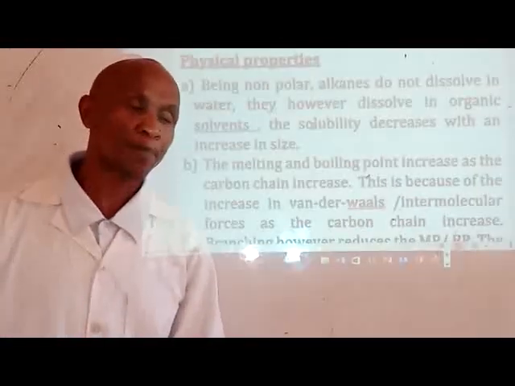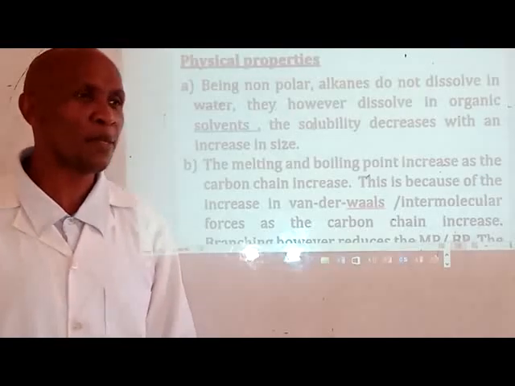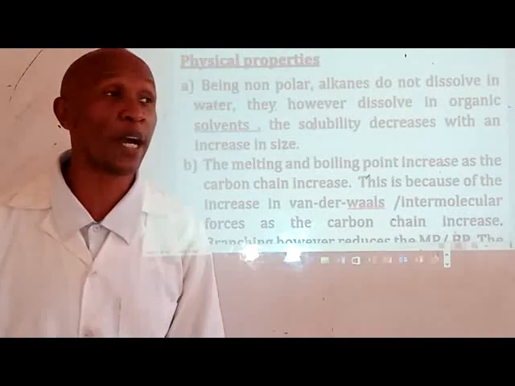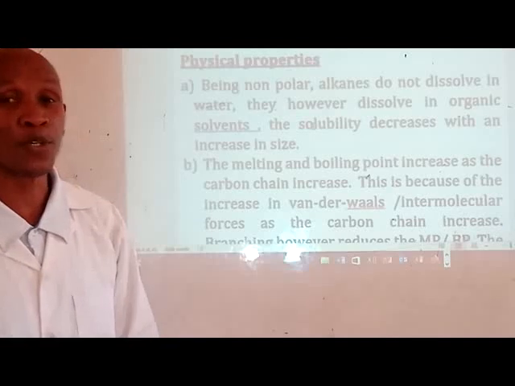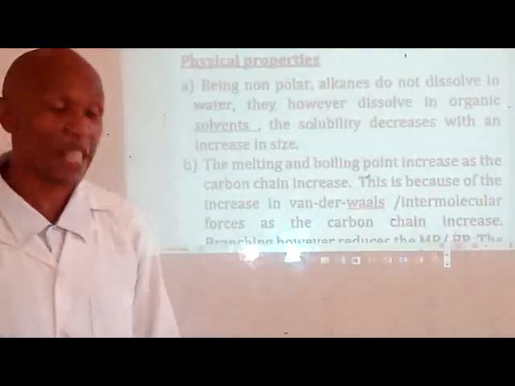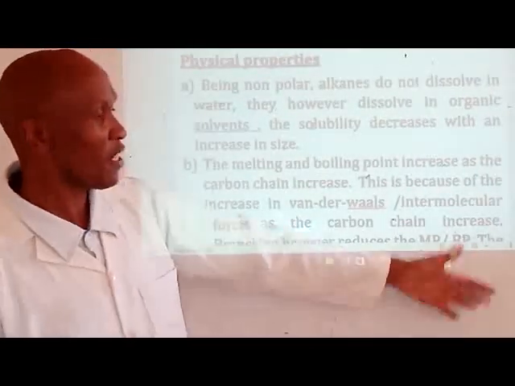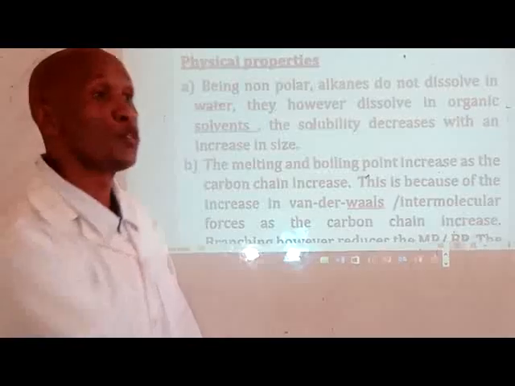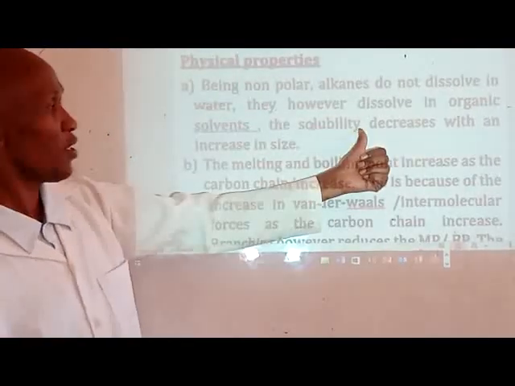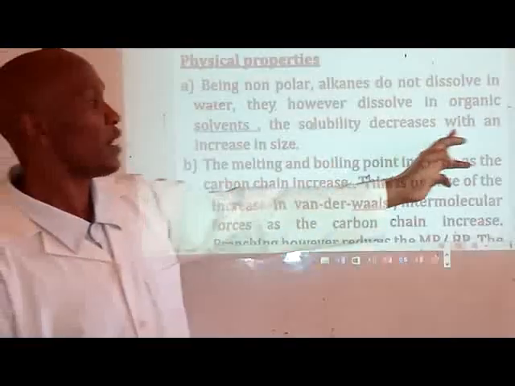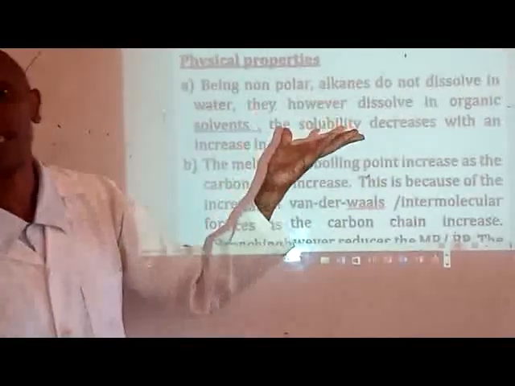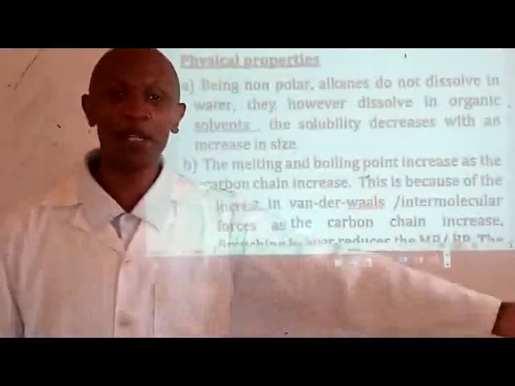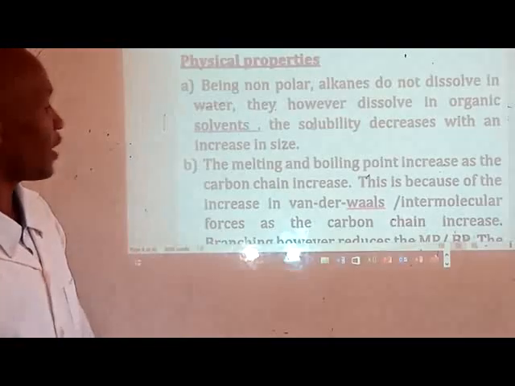Now you ask me, the plastic jerry cans that you use to carry kerosene are made from a hydrocarbon. You shall discover it is made from polymerization. So it's a hydrocarbon. How come then it does not dissolve in kerosene? And the reason for that is the solubility decreases with an increase in size. So as it becomes longer, it becomes less and less soluble.